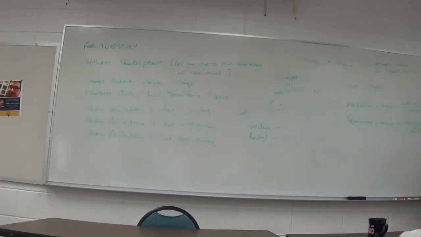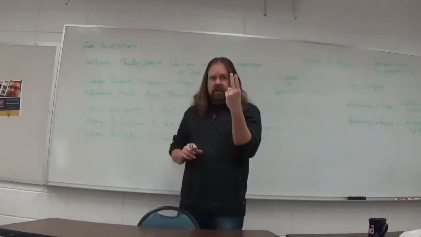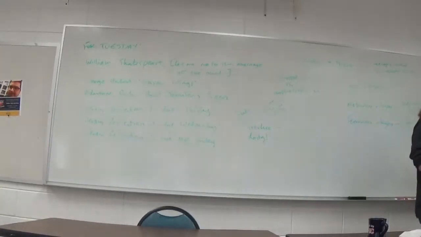What's a trochee look like? Can somebody remind me what that pattern is? It's a stressed and unstressed. Right, stressed syllable followed by an unstressed syllable, right? So a feminine rhyme starts on a stressed, it's always two syllables, and it starts on a stressed syllable and ends on an unstressed syllable, right?